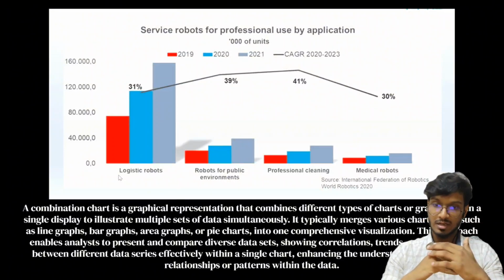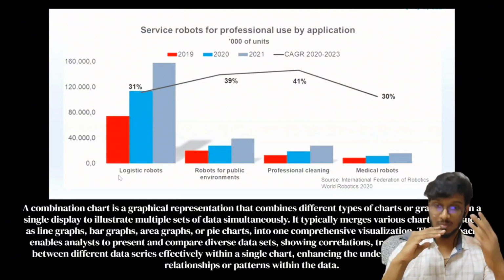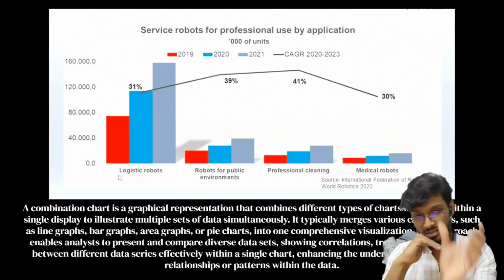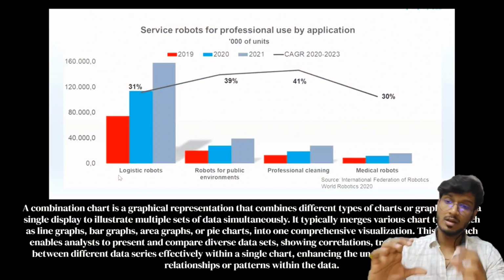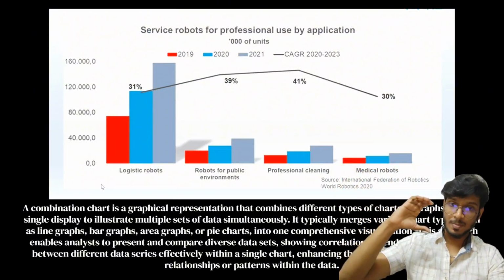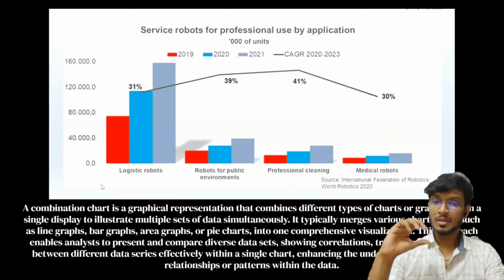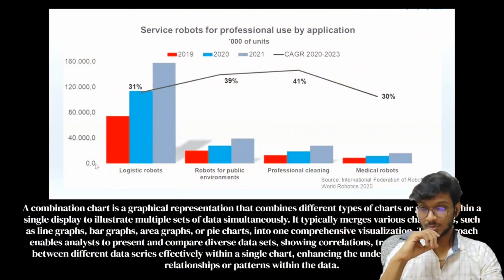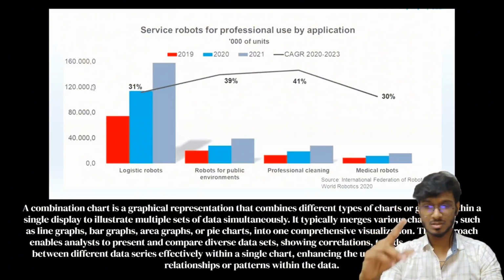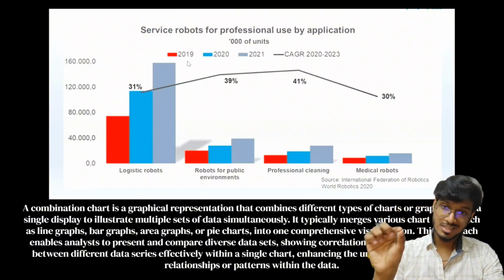What are they? Logistic robots, robots for public environments, professional cleaning, medical robots. So in these sectors, service robotics is used. And then in the y-axis, we have given the number of units. The number of units represent 0, 40,000, 80,000, 1,20,000 and 1,60,000. Okay, so what are these color indicators?